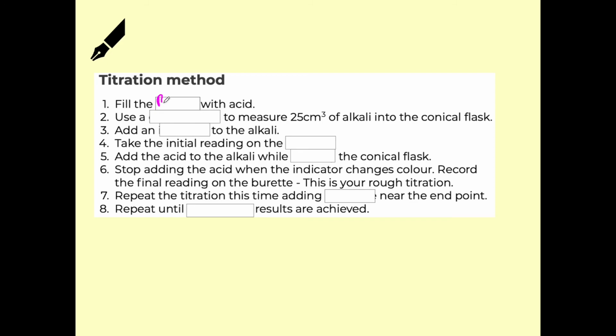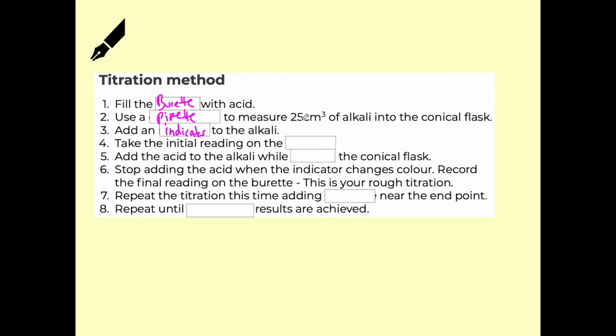Okay, so we're going to be filling the burette with acid and then using a pipette to measure 25 centimetre cubed of alkali into the conical flask. We needed to know it was that way around because the pipette is used to measure that fixed volume, whereas we haven't given a fixed volume for our acid because that's what we're going to be adding as our titration is being carried out. We're then going to be adding an indicator to the alkali because the alkali is what's in the conical flask, and we need that indicator to identify our endpoint.